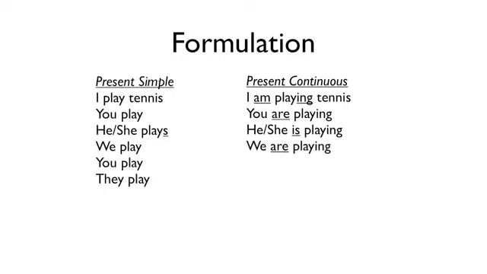We are playing tennis. You are playing. And finally, they are playing. That's right. Just conjugate the verb to be and add ing to the main verb. And that will give you the present continuous. Right, now the main part, usage. When do we use present simple and when do we use present continuous?